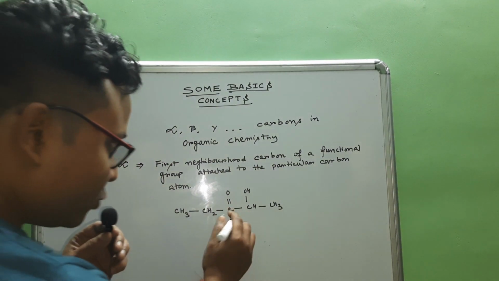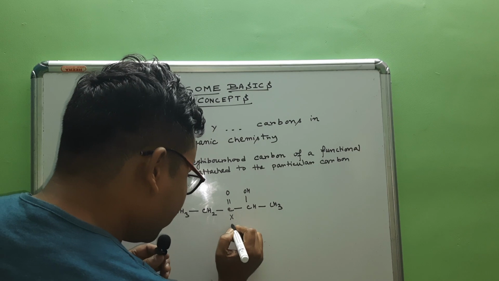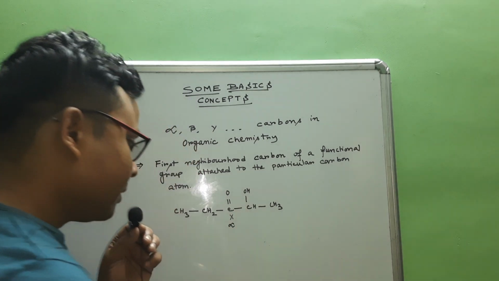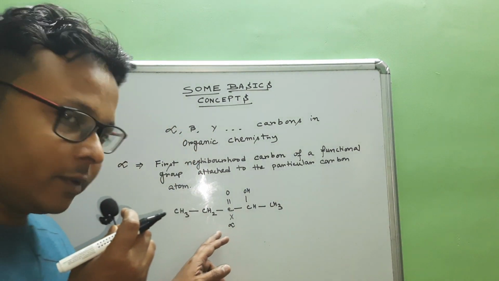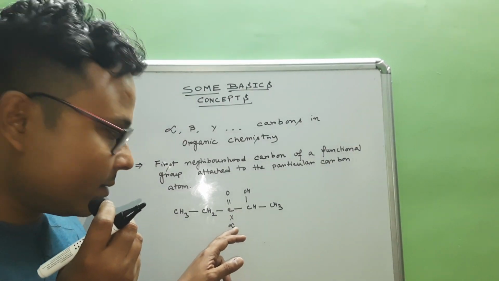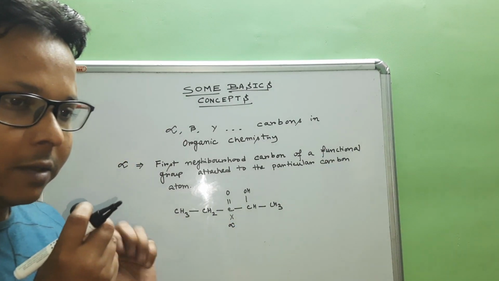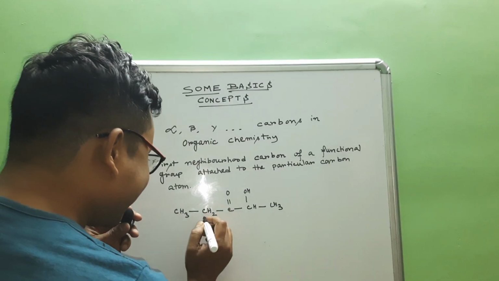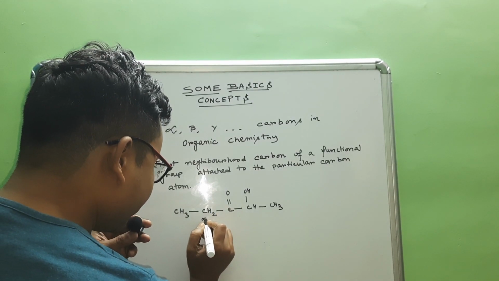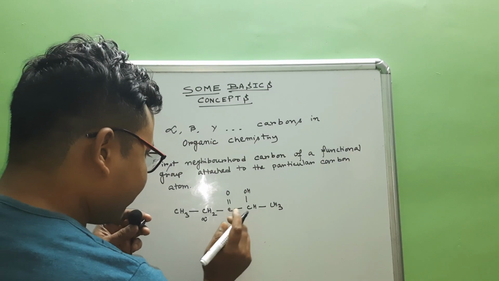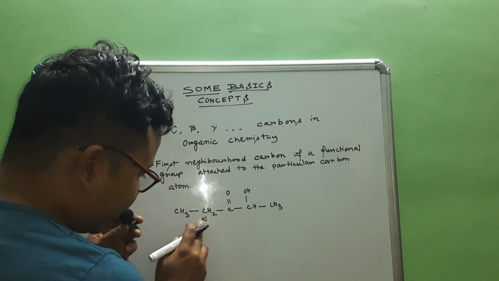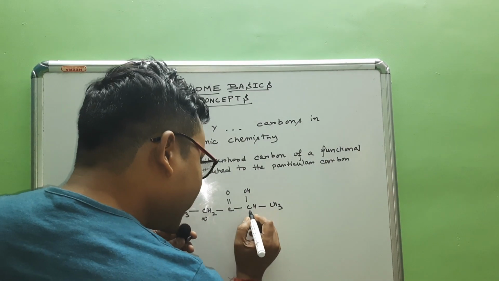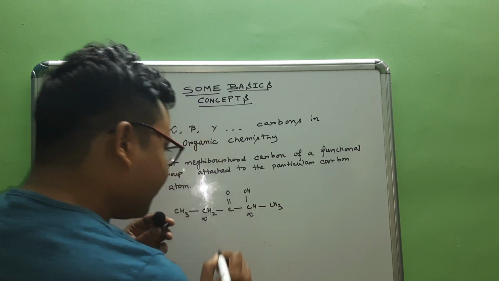This carbon atom is not alpha carbon. And my dear students often make this mistake. Okay, what are the alpha carbons? The alpha carbons are exactly the first neighborhood of this carbon atom. So this carbon atom can be an alpha carbon atom. This carbon also can be an alpha carbon atom.